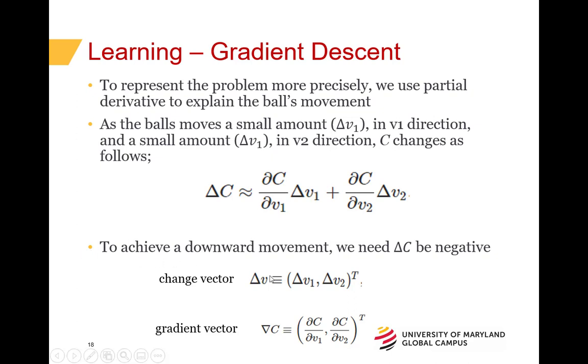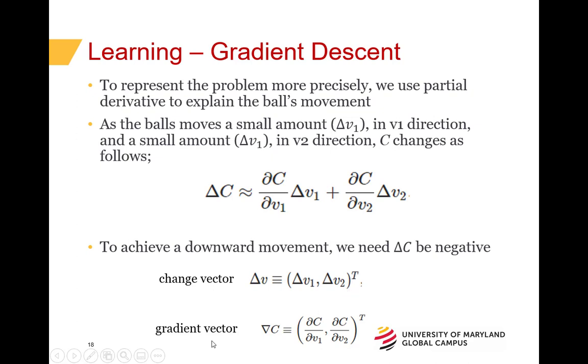So to achieve a downward movement, remember, it's an optimization problem, particularly it's a minimization problem. So we have to make sure that we go in the direction of the lowest point. We don't want to go the opposite direction. So the change in vectors are the change in v1 and change in v2 because this is a two-dimensional problem. So we have a vector of changes, okay? And this is a transpose. A transpose means it's a column vector.